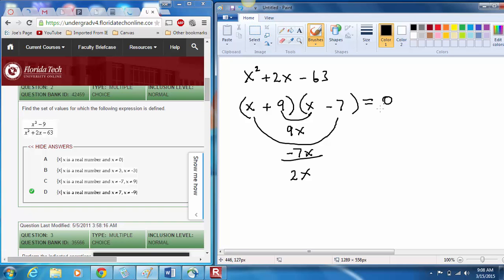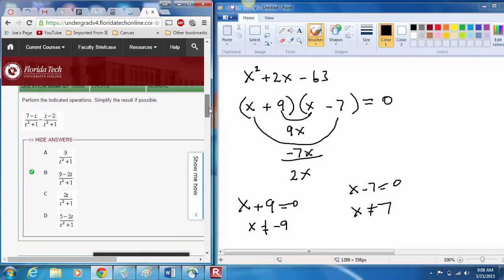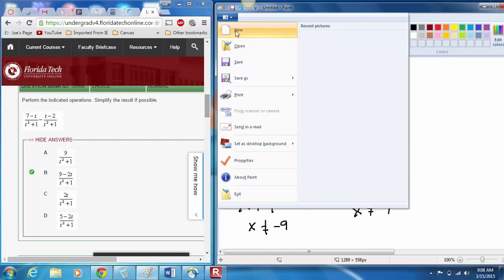So if this is equal to 0, then x would be either x plus 9 equal to 0, which means x equals negative 9, or if x minus 7 equals 0, then x would be 7. So we want this not to equal those, otherwise the denominator would be 0 and the whole expression would be undefined. So the solution would be x cannot equal negative 9 or x cannot equal 7. So negative 9 and 7, and it's a real number. Let's try the third question.